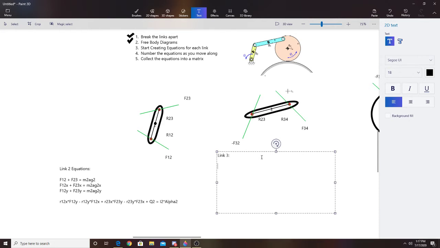Link 3. So, link, yeah, and by the way, there's hope for all of you. Just letting you know. There's hope. I'll tell you other ones too.